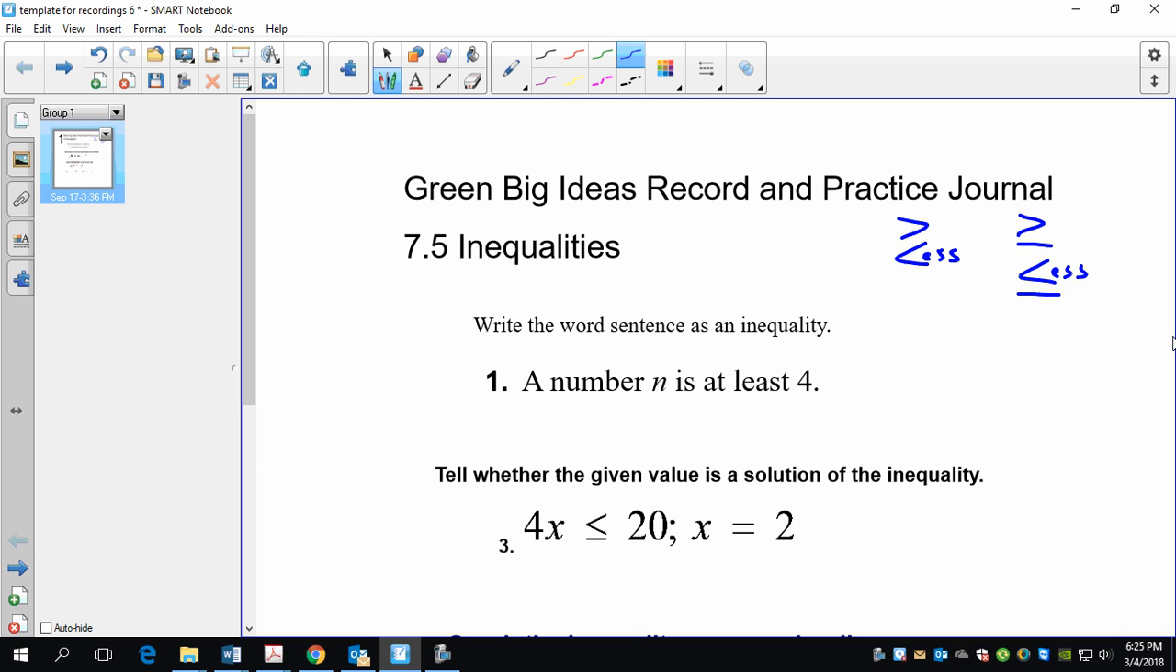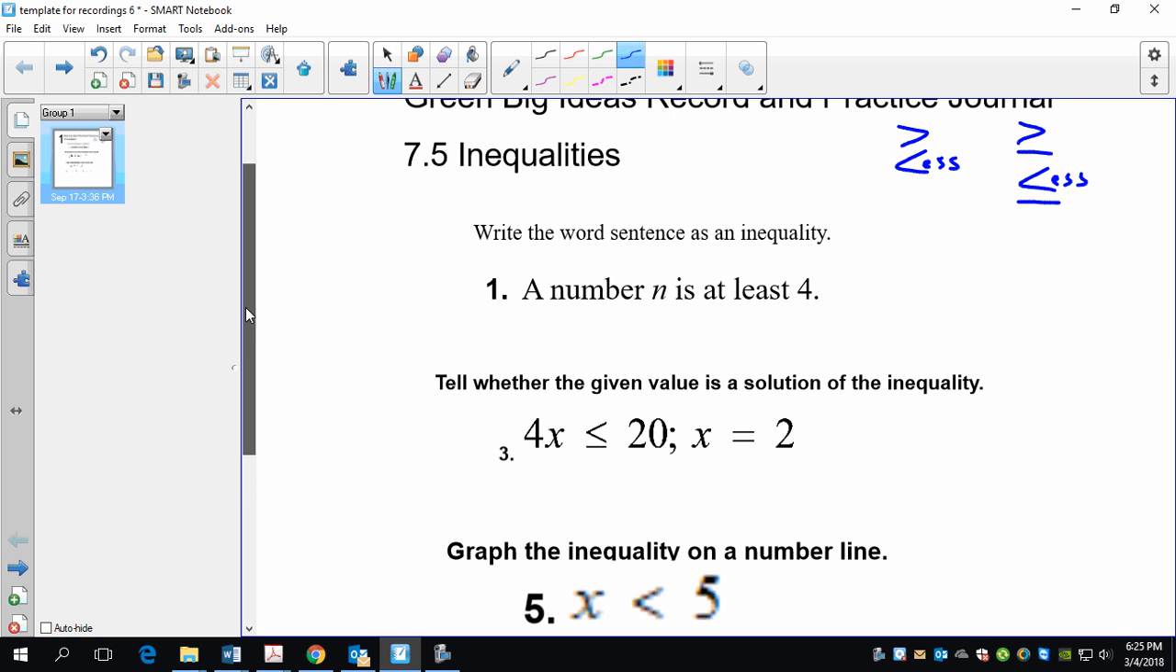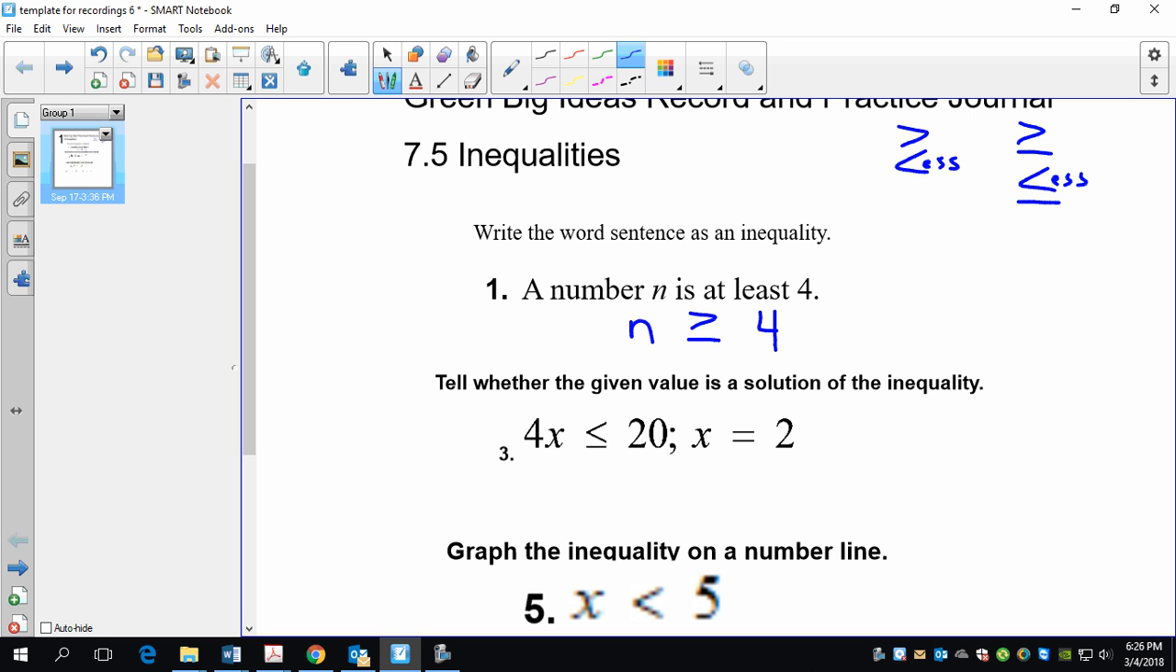So number one, write the word sentence as an inequality. A number n is at least 4. Well, we have to write it using one of those new symbols. So we take a number n, and then we say it's at least 4. So we know 4 is going to be over here. And when we say at least 4, that means it could be 4. So we're going to use our equal sign, but it has to be at least 4. So it's going to be n is greater than or equal to 4.